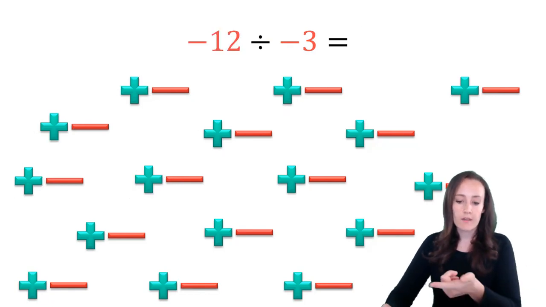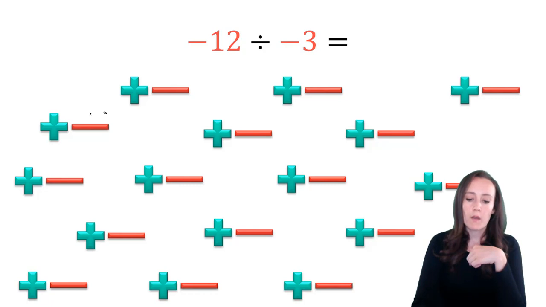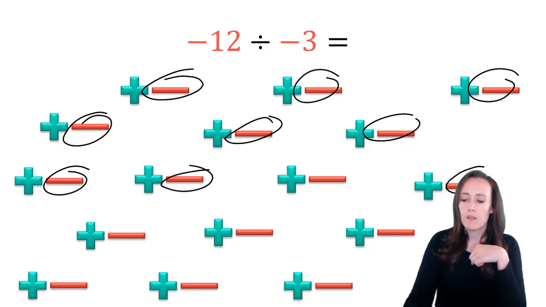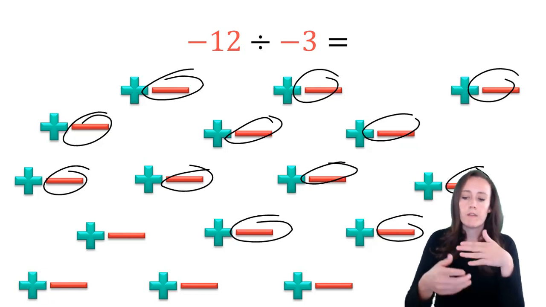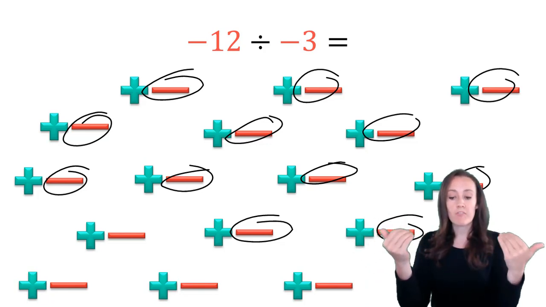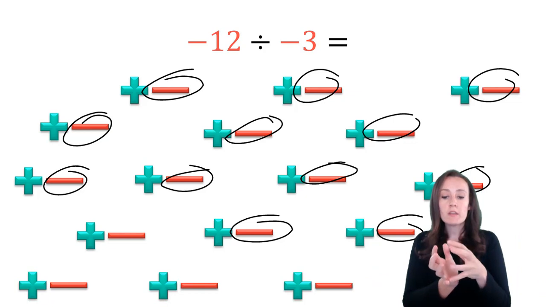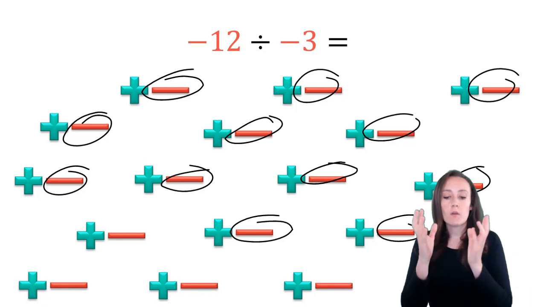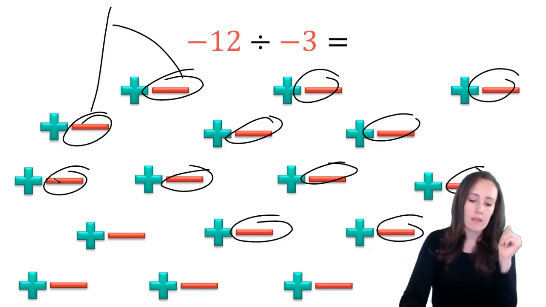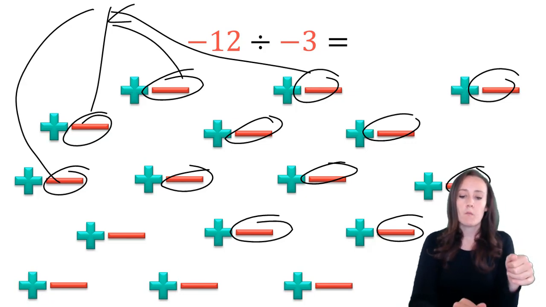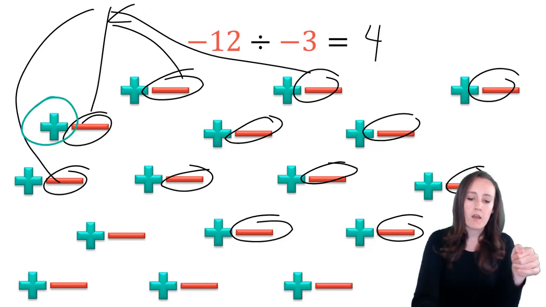Same thing with a negative divided by a negative. If you have 12 negatives, so 1, 2, 3, 4, 5, 6, 7, 8, 9, 10, 11, 12, and you split those into 3 groups, there's going to be 4 in every group, but you're only going to take out one of the groups because it's division. So you're going to do -12 divided by -3, which means I'm going to take out that group of 4 because 12 divided by 3 is 4. And when I take out those negatives, then I end up with a positive 4 because these positives don't have partners anymore.